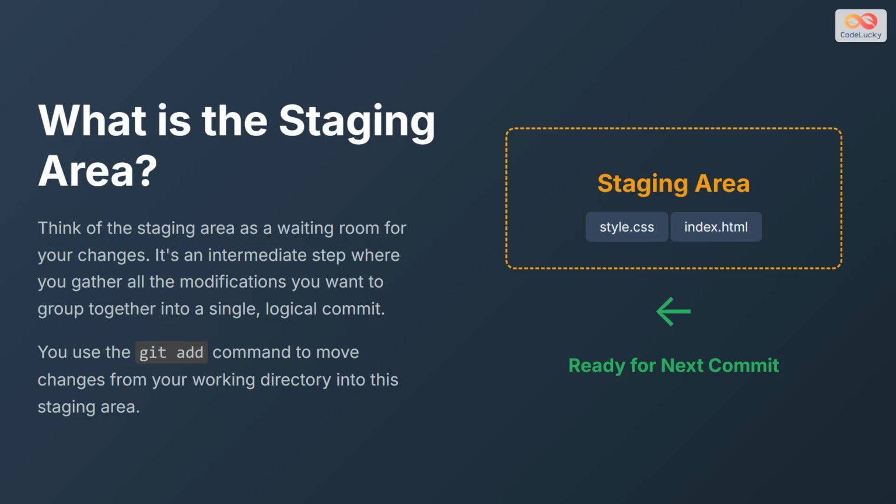The staging area is a crucial intermediate step. When you're satisfied with a change in a file, you add it to staging. This lets you build up your next commit piece by piece, ensuring that only the right changes are included. It gives you precise control over your project's history.